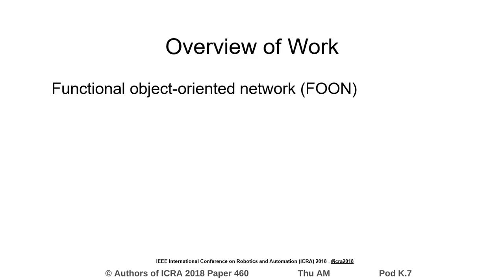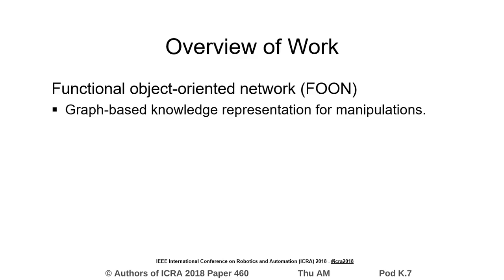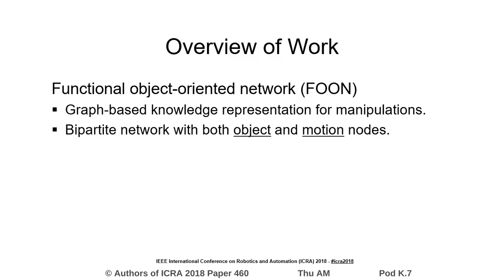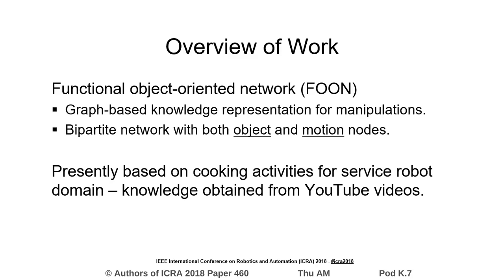In this paper, we build upon the Functional Object-Oriented Network, or FOON for short, which was originally proposed as a graph-based knowledge representation for manipulations. This network contains two types of nodes, object nodes and motion nodes, which are used for representing manipulations. In this network, we have knowledge based on cooking activities obtained from YouTube videos.